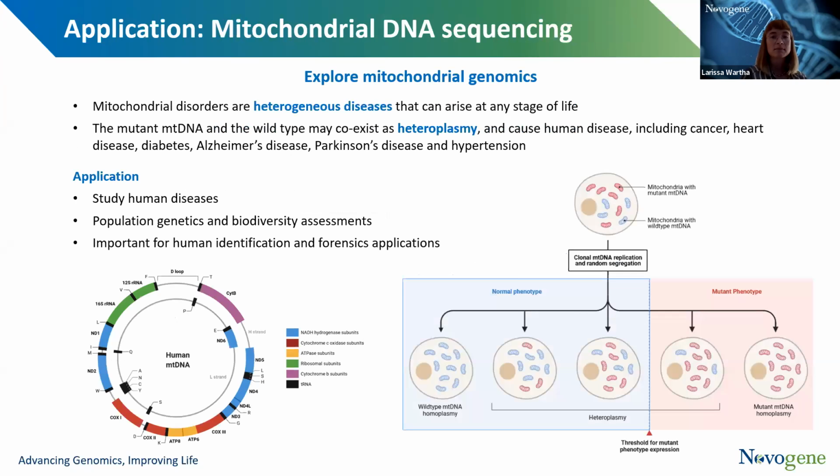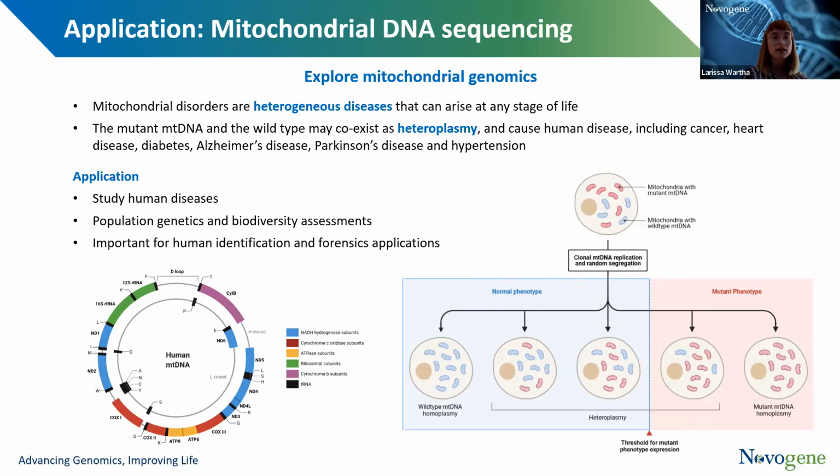And finally, let's explore some mitochondrial genomics. Mitochondrial DNA is inherited exclusively from the mother, and the disorders are heterogeneous and can arise at any stage of life. Heteroplasmy is a well-known phenomenon, meaning that mutant mitochondrial DNA and wild-type mitochondrial DNA coexist, which can influence an individual's phenotype. For example, a normal phenotype can be observed when there's quite a high range of wild-type mitochondrial DNA, whereas a mutant phenotype is observed when there's a high amount of mutant mitochondrial DNA.